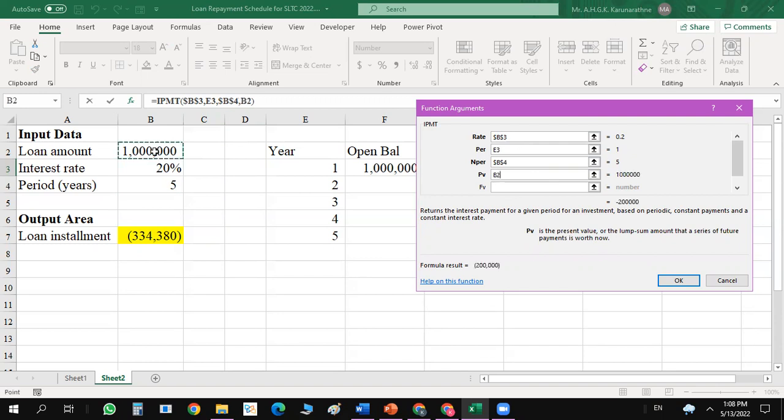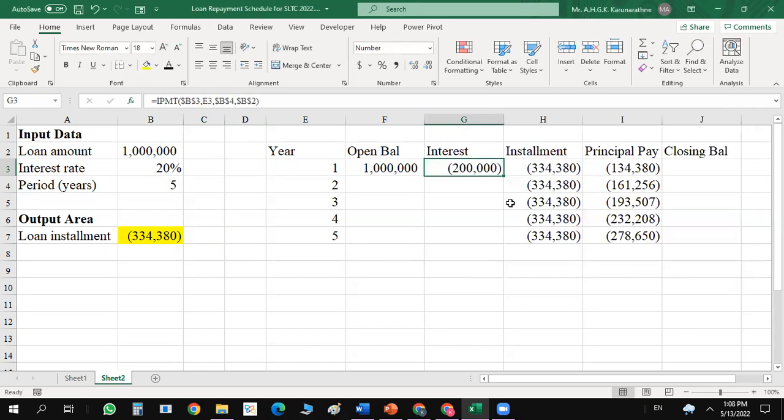Present value is the loan you borrowed, and make it constant for all the cases. Future value, we don't need to generate any cash saving balance. Type, we are going to repay at the end of the period, so you can just leave it blank and say okay. So this is the interest for year 1.